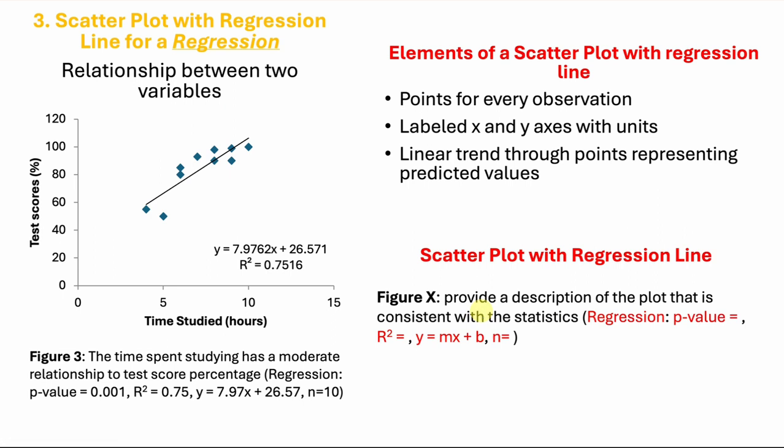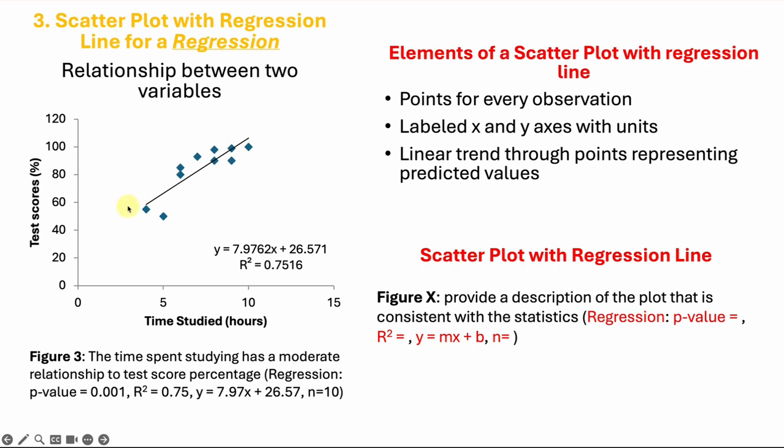All right, so now let's move on to our scatter plot with the regression line. Again, this should only be run for a regression. Now here we're looking at a relationship between two variables. We still have our scatter plot with the number of observations. In this case, we have 10, so there should be 10 dots.